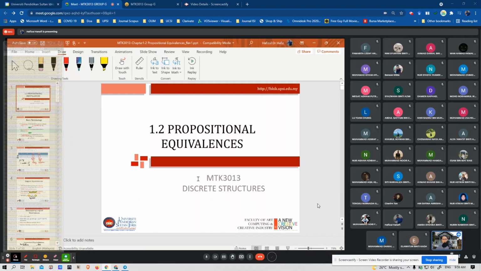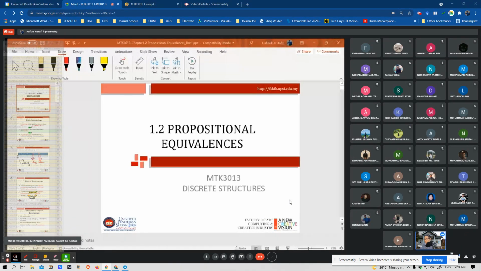Okay, we look at propositional equivalences. This one is a continuation from the first chapter that you have learned. So far you have learned the proposition in chapter 1.1.